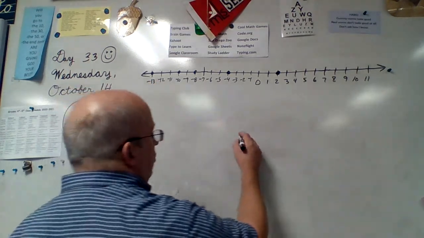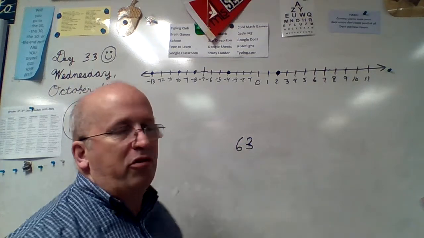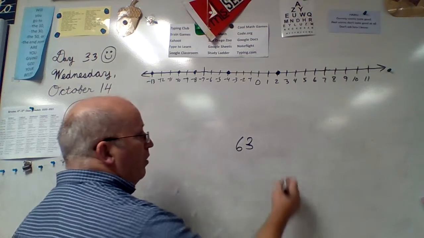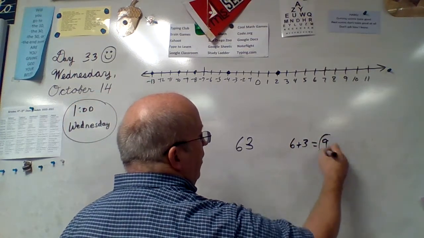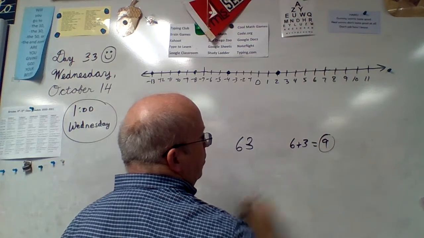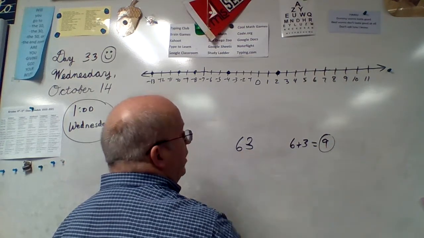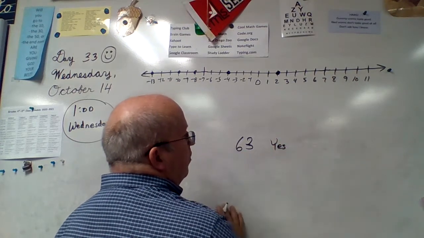Let's take a look at an easy one. Here's a number, 63, and somebody says to you, hey, is 63 divisible by 3? Well, the way you figure it out is by taking the digits and adding them up. And then you ask yourself, is that number divisible by 3? It is. Therefore, 63 is divisible by 3. We'd say, yes, it's divisible by 3.